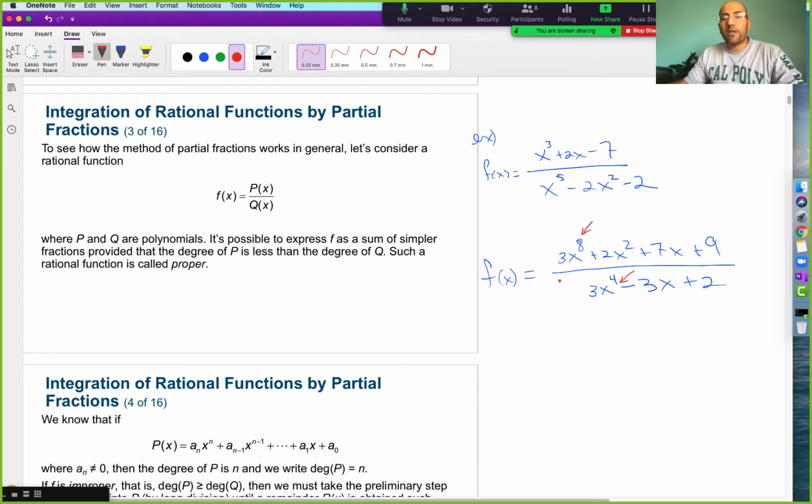Good? So if we run into this, we're going to have to first do the polynomial division and then do the process we're about to do.